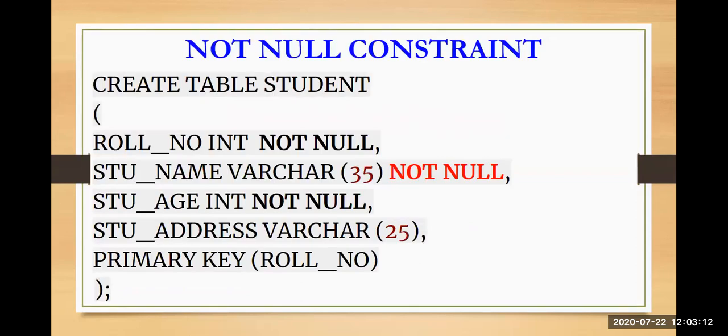So the main purpose of your constraint is to maintain the data in your database, that is, complete data, correct data, and data in an integrated form while you are updating your data, deleting your data, or inserting your data. So we are going to start with the very first constraint, that is your not null constraint.